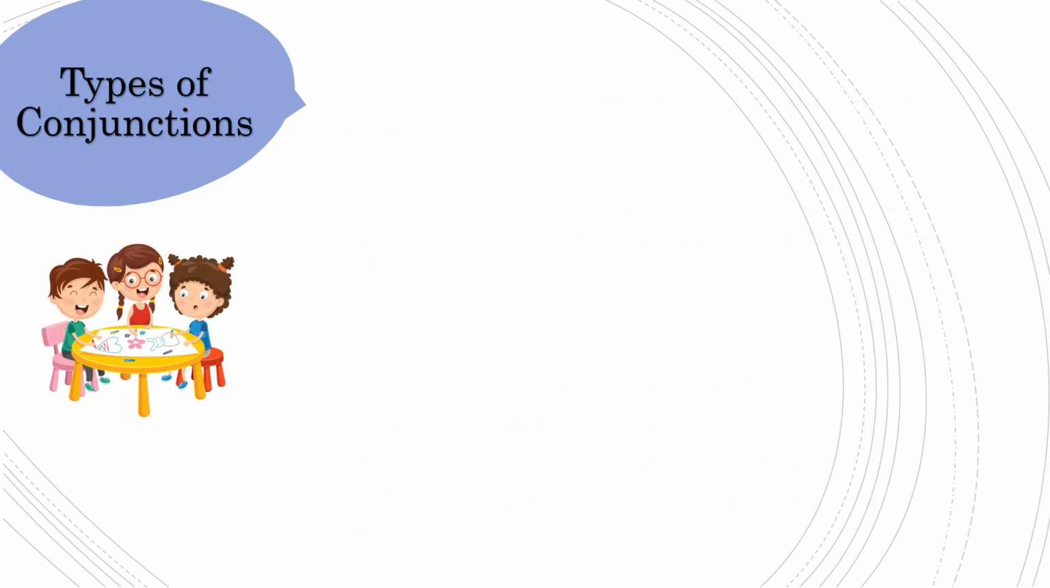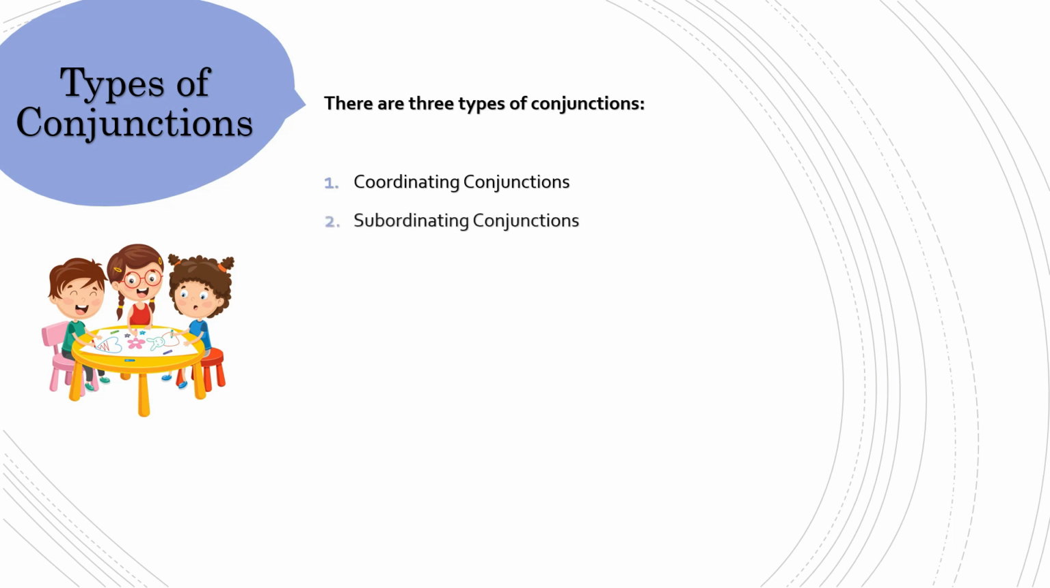Types of conjunctions. There are 3 types of conjunctions. Coordinating conjunctions. Subordinating conjunctions. Correlative conjunctions.